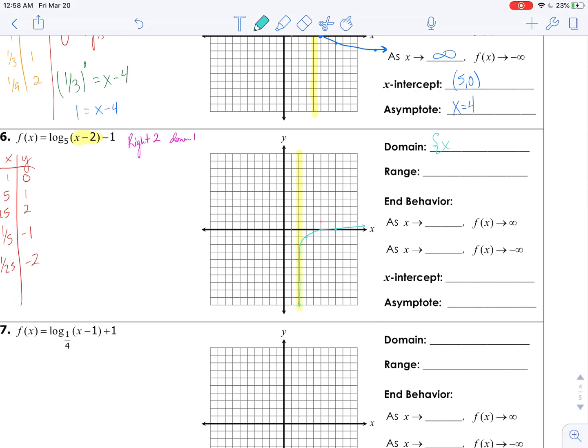So there's my new graph. And let's check out this domain. Looks like my x values, as long as x is bigger than 2, I'm pretty good.